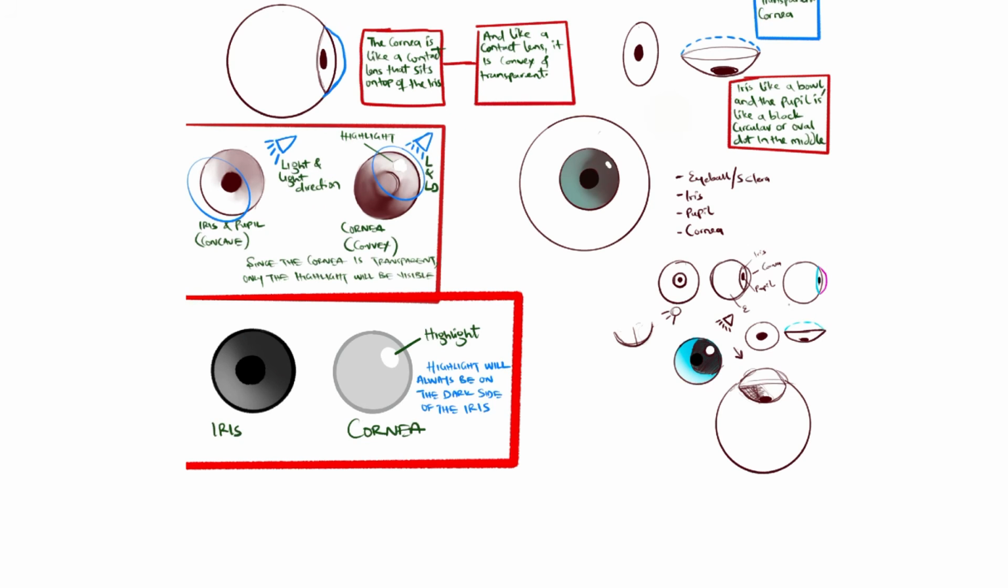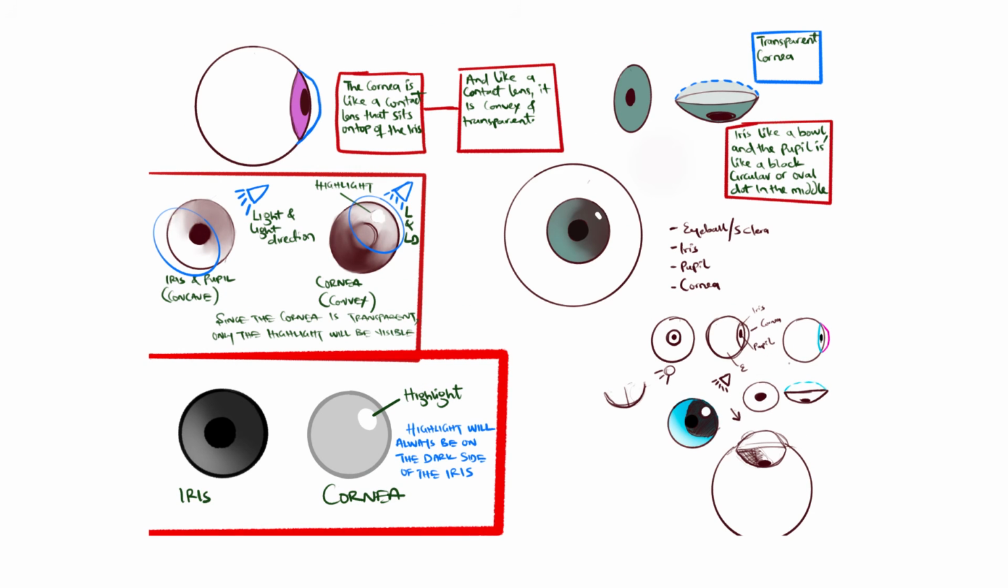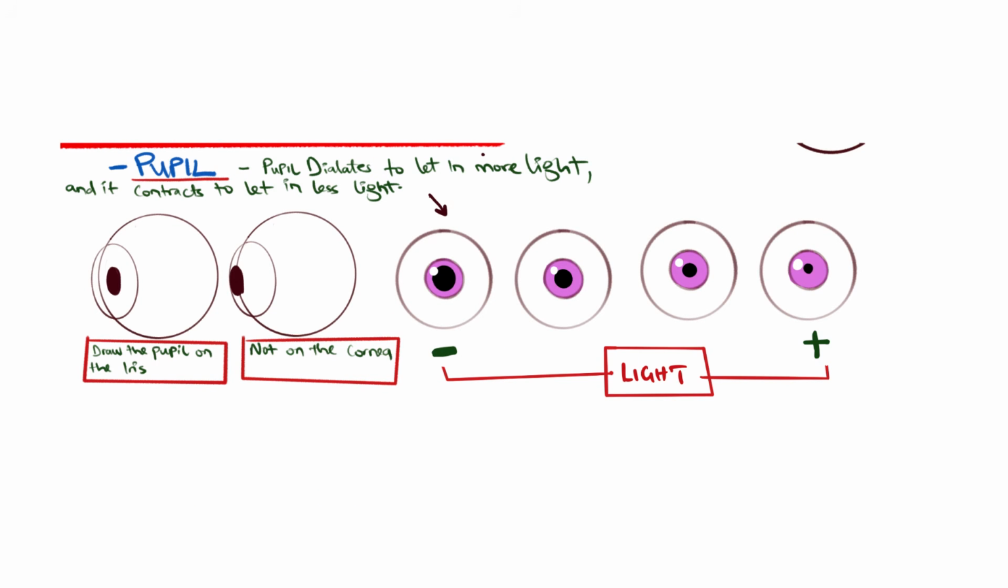So whenever you see that bright spot in the darkest part, that bright highlight that is like a dot in the darkest part of the iris, it simply means that it's on the cornea, while you'll see a lighter gradient of the original color of the iris where the light is hitting that area. Another thing about the pupil is that you should try to draw the pupil on the iris, not on the cornea. People usually make this mistake, especially when they are drawing the eye from a three-quarter angle.